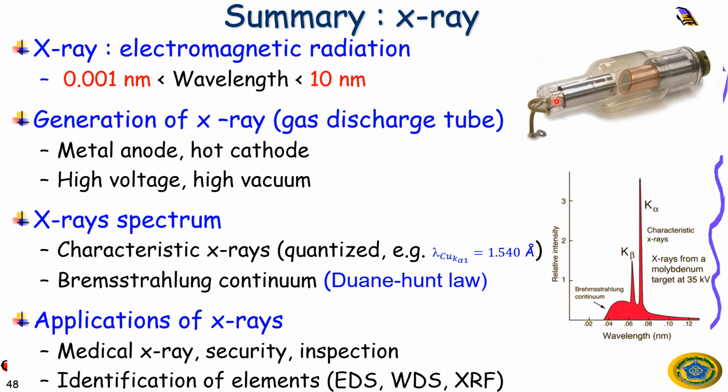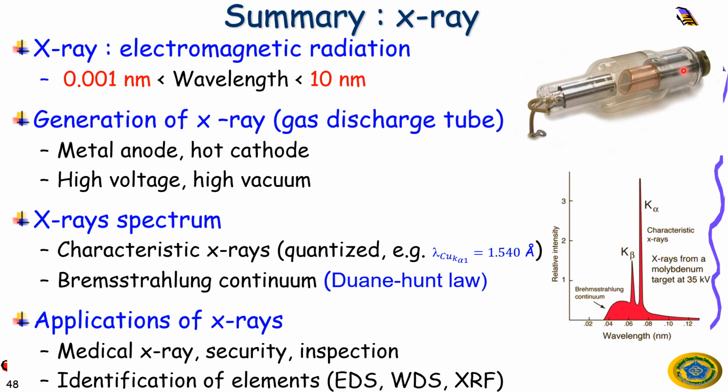And because we need an energetic electron beam, we will apply a very high voltage here. It's about 30,000 to 35,000, for example, 35,000 volt. And because we don't want any interactions between the electron beam and the gas, this has to be a very high vacuum environment, so that electrons can shoot from cathode to the anode without any disruption.